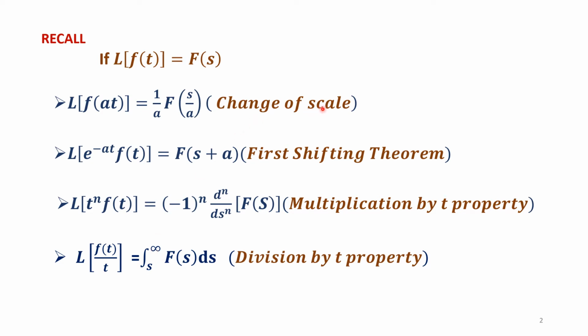So change of scale property is applied when t is replaced by at. First shifting theorem is applied when f of t is multiplied by e raised to minus at. Multiplication by t property means f of t is multiplied by t raised to n, and division by t means f of t divided by t. So when we have multiplication, it is differentiation of F of s. When we have division, it is integration of F of s.